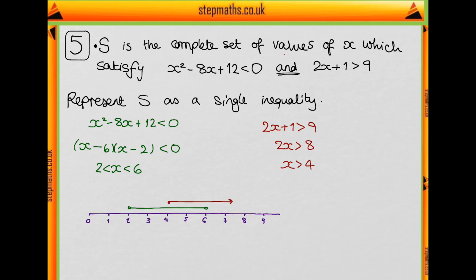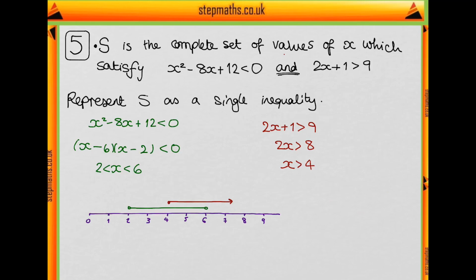The number line which represents them will look something like this. I've just done it for the positive values which are relevant to the question. So the green is x strictly between 2 and 6. The red is x strictly greater than 4, so it goes all the way up here.